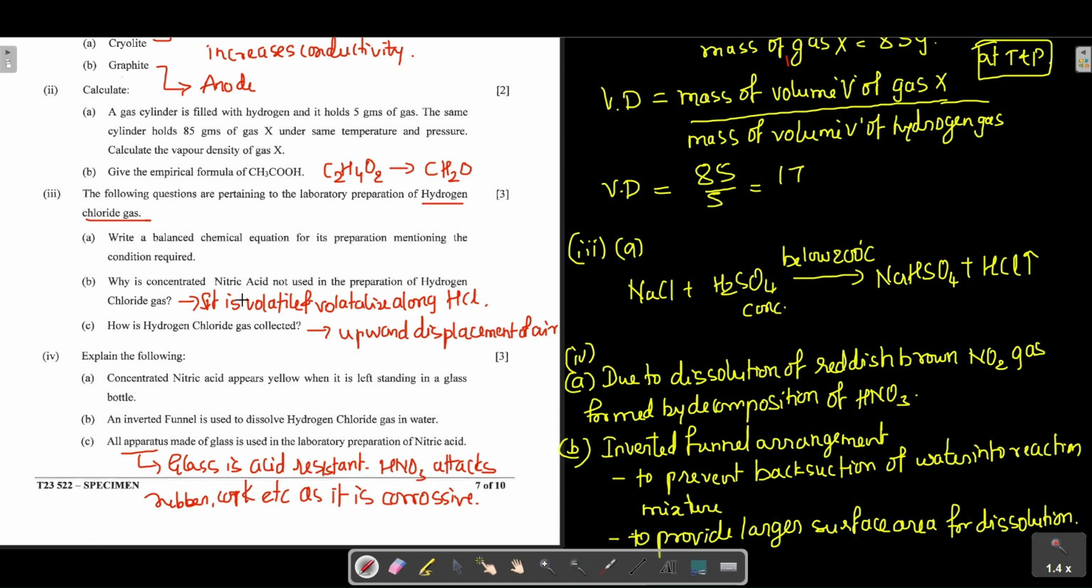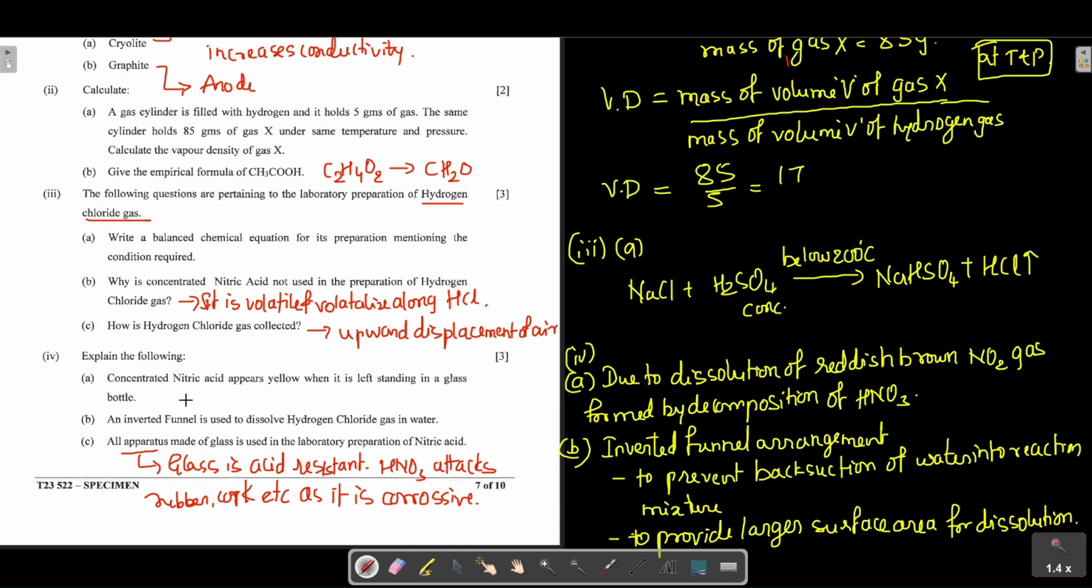Why is concentrated nitric acid not used in the preparation of hydrogen chloride gas? Because concentrated nitric acid is volatile and it will volatilize along with HCl. So it will make HCl impure by mixing with it. Hydrogen chloride gas is collected by upward displacement of air because hydrogen chloride gas is heavier than air.